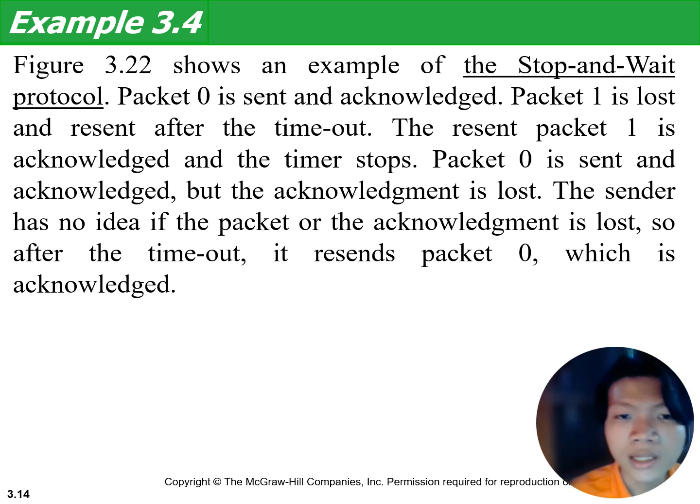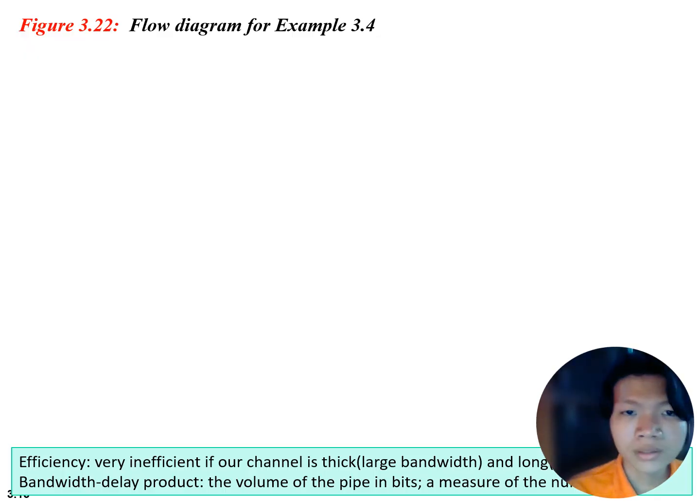Packet 0 is sent and acknowledged. Packet 1 is lost and resent after the timeout. The resent packet 1 is acknowledged and the timer stops. Packet 0 is sent and acknowledged, but the acknowledgement is lost. The sender has no idea if the packet or acknowledgement is lost, so after the timeout, it resends packet 0, which is acknowledged. This is the diagram for example 3.4.